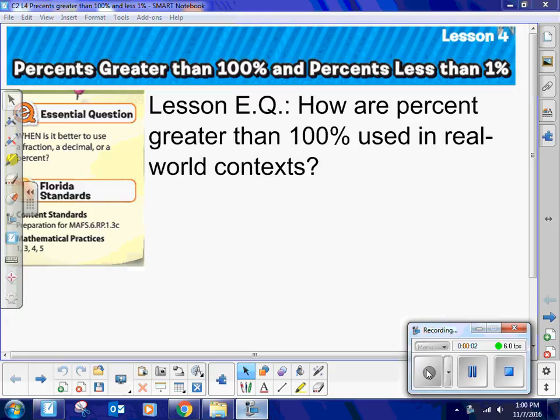This is chapter 2, lesson 4. Percents greater than 100% and percents less than 1%. This is not in your book.